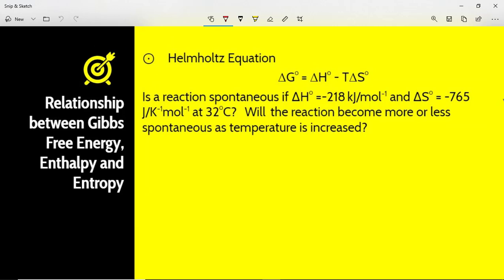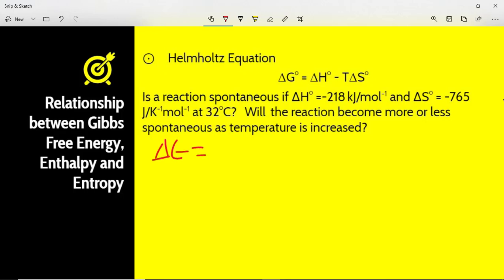Using the same equation from before, we want to know if a reaction is spontaneous if delta H is negative 218 kilojoules per mole, and delta S is negative 765 joules per Kelvin per mole at 32 degrees Celsius. Will the reaction become more or less spontaneous as the temperature increases? So we're solving for delta G here.